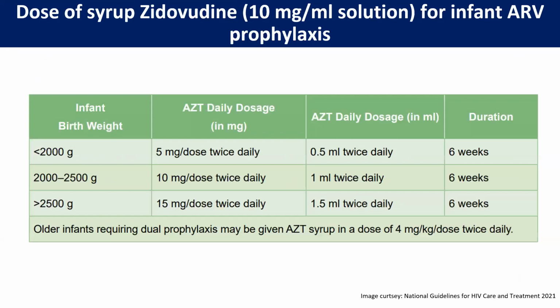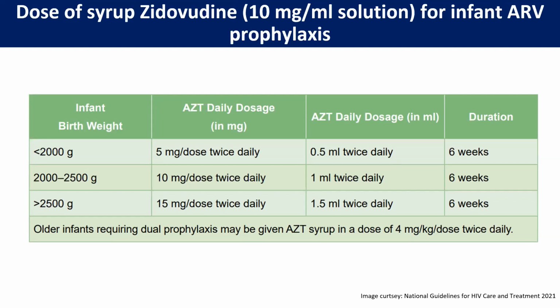AZT prophylaxis also depends on the weight. Less than 2 kgs, 5 milligram, 2 to 2.5 kgs, 10 milligram, and more than 2.5 kgs, 15 milligram. This is given twice daily, and duration is 6 weeks. And if high risk, then we can increase that to 12 weeks.